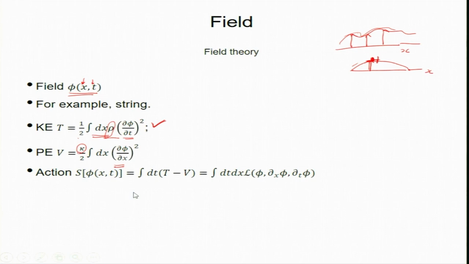Now, we can define action, similar to what we do for particles. The action is a function of phi(x, t), and it is the integral of kinetic energy T minus potential energy V dt, from t1 to t2. Now, T and V are themselves integrals over the functions. So, I get dt and dx, and these are the functions.